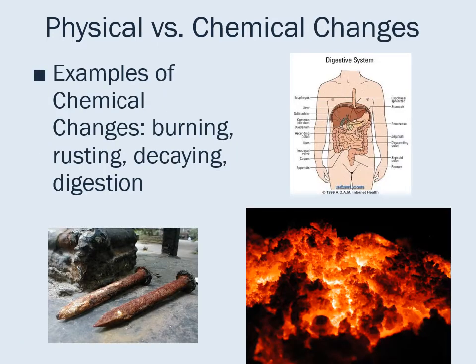Some examples of chemical changes are burning. Anytime you burn something, it's something different. Rusting, decaying, like when you eat food and you digest food, that is a chemical change. When things decay, like in the forest, when something dies, it decays, it breaks down, that's a chemical change. It's not the same chemical substance anymore.